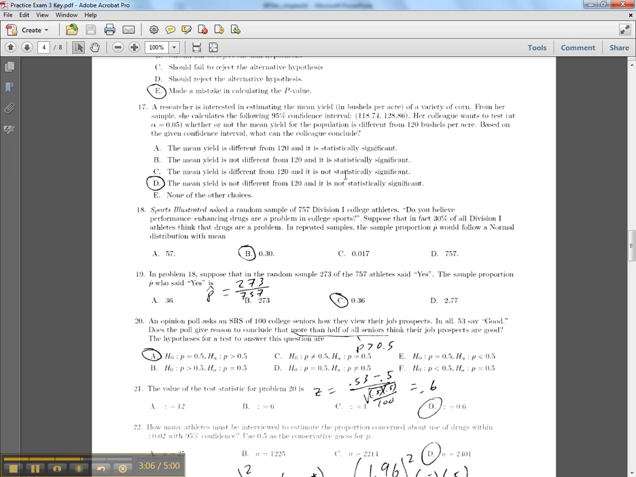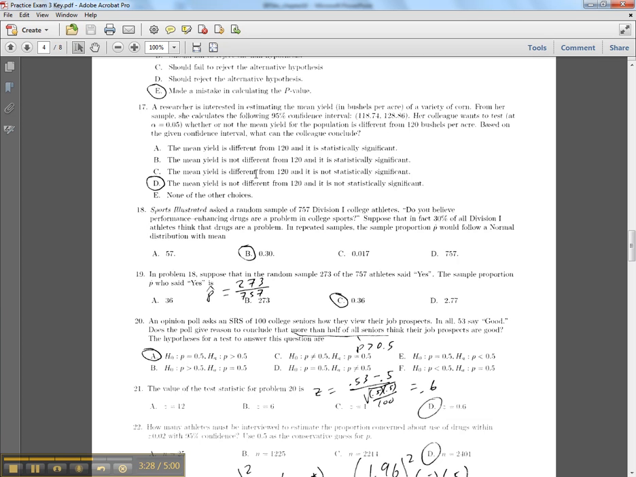So of your options, it says here in A, the mean yield is different from 120, and it is statistically significant. So that's not true, because if something is statistically significant, it'd have a really small p-value, and 120 isn't in the p-value areas. In B, it says the mean yield is not different from 120, and it is statistically significant, so that's wrong too. It's also saying statistical significance.